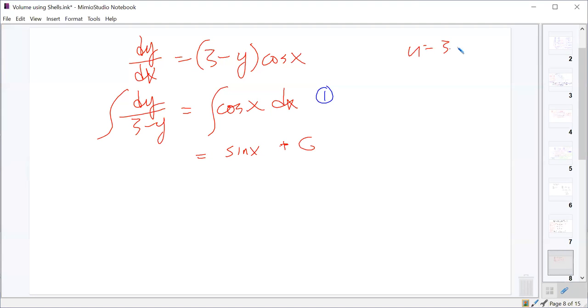So u equals 3 minus y. du is negative dy, or negative 1 dy. So you'd have to put in a negative and a negative, right? And that would become negative integral du over u. So that should become negative natural log absolute value of u, or negative natural log absolute value of 3 minus y. Everybody good there?